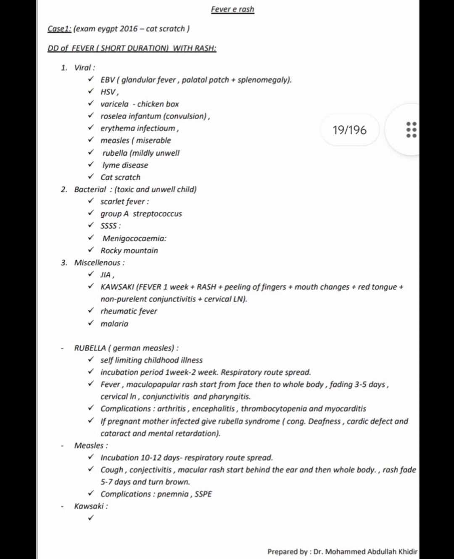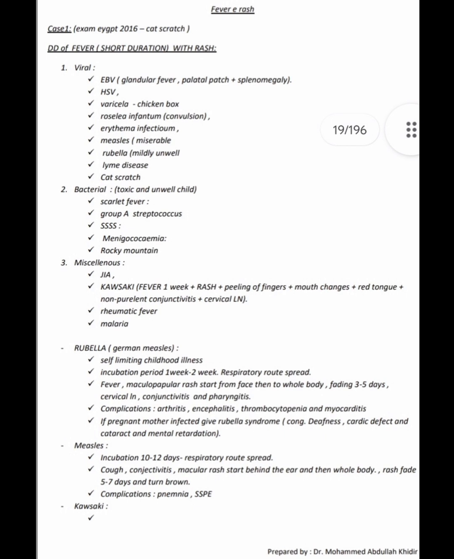So fever with rash, when a patient complains, we take the history. What is the differential diagnosis in our mind? So DD of fever with rash, the fever is short duration fever. So viral causes, number one, this includes Epstein-Barr virus that causes glandular fever or infectious mononucleosis, and the presentation is with palatal petechiae plus splenomegaly.